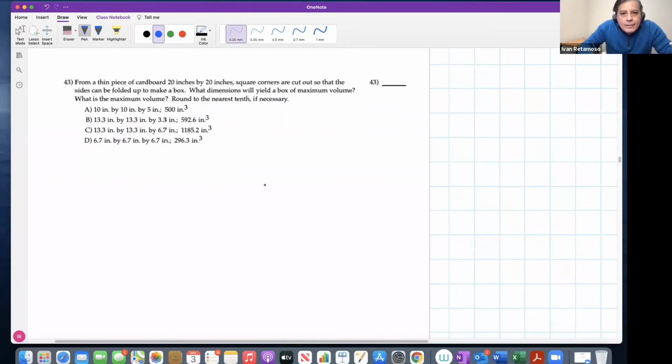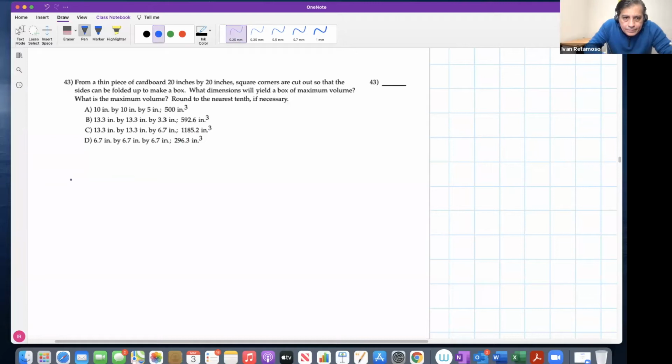constructing a box from a thin piece of cardboard, 20 inches by 20 inches. Square corners are cut out so that the sides can be folded up to make a box. What dimensions will yield a box of maximum volume? What is the maximum volume? Round to the nearest tenth if necessary.